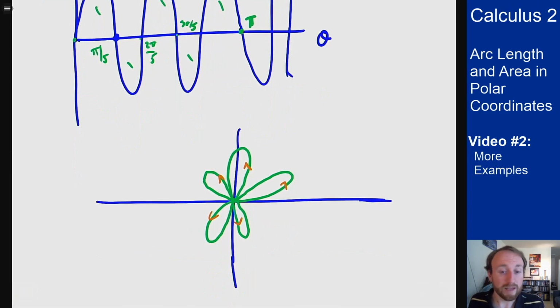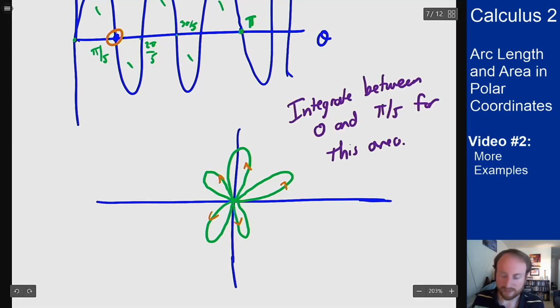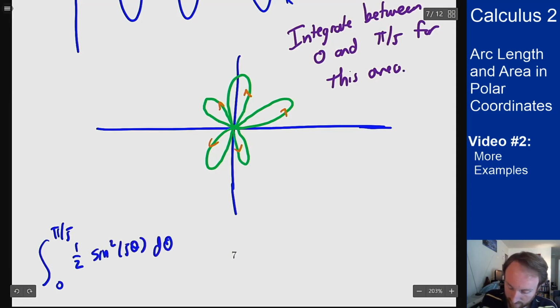But the important thing here was figuring out the area of one petal. What that means I need to figure out is when does my one petal end, and what can I do with that. So the first petal we saw ended when this came back into 0 or at pi over 5. That means my integral should go between 0 and pi over 5 to find this area. Let's set that up. We should have the integral from 0 to pi over 5 of 1/2 r squared, where r is sine of 5 theta, d theta.